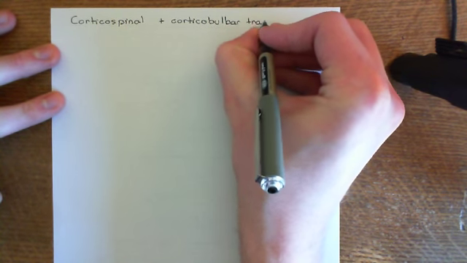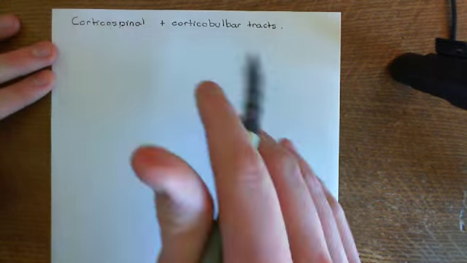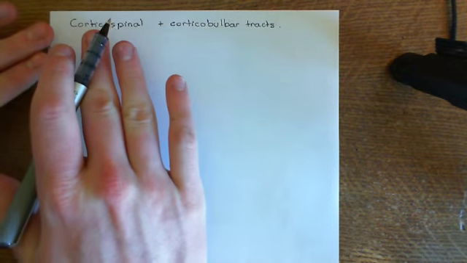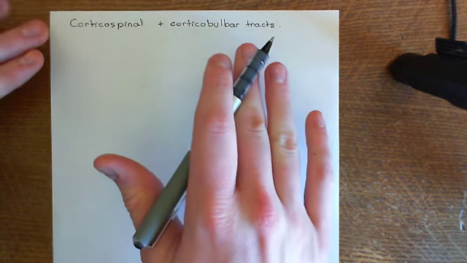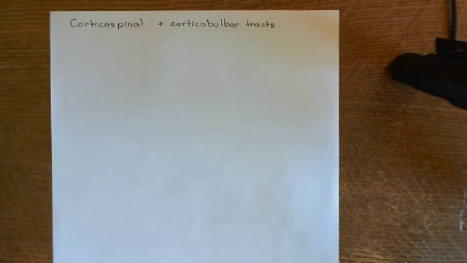Okay, right. So, initially, both of these tracts start off the same. Okay, we will have to diverge at some point. We'll firstly talk about the corticospinal tract and then we'll come back to the corticobulbar tract. And I should probably just tell you what these tracts actually are.